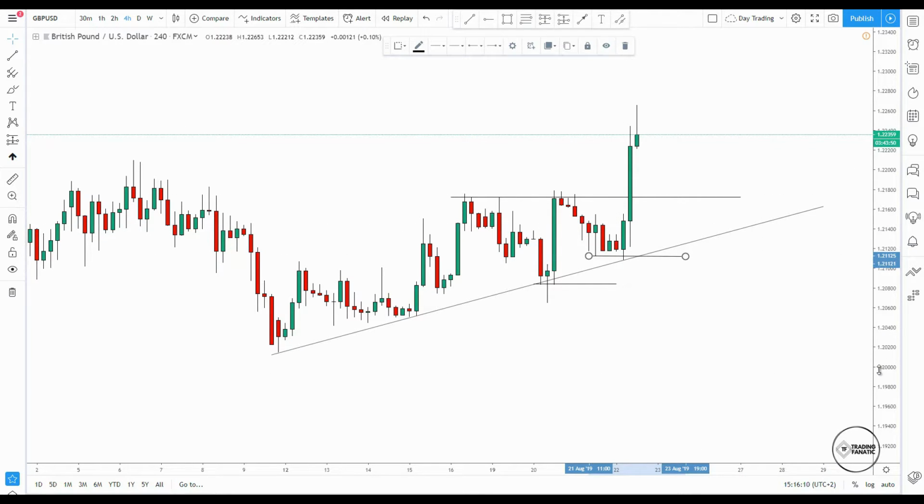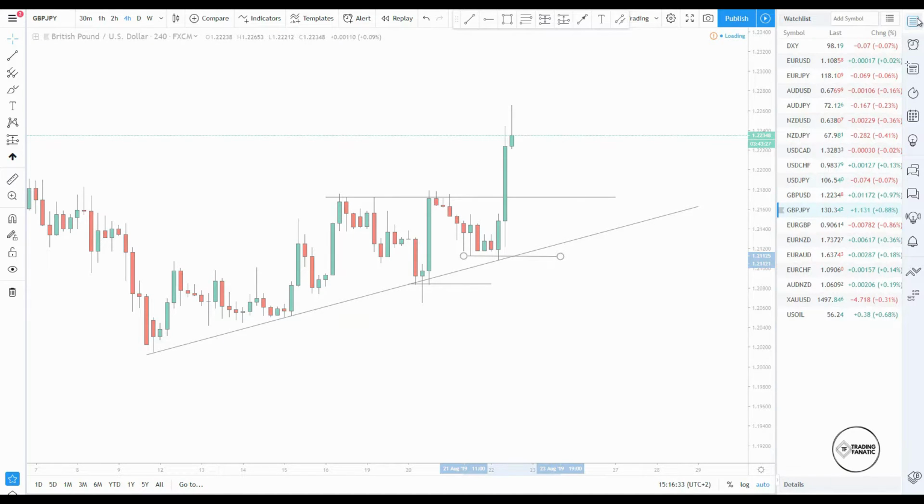So at this stage, we have to ask ourselves, okay, what do we expect from GJ, structure-wise, and from Euro GBP? So if you wanted to take, for example, a long position from those areas here, you wanted to see GJ in a bullish structure and maybe a potential higher low as well. So let's have a quick look at GBP JPY.